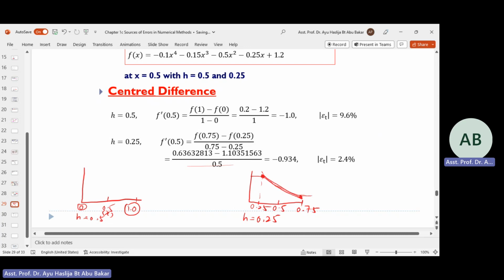Yes. Now the question will ask you to determine whether forward, backward, or centered. And the equation will be given in the test and final exam. Okay.